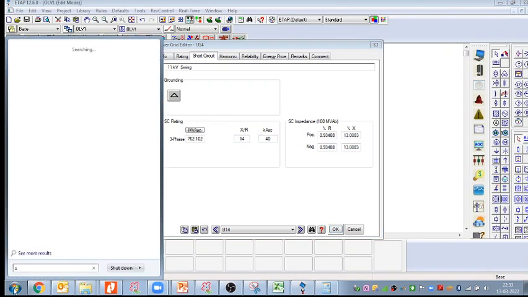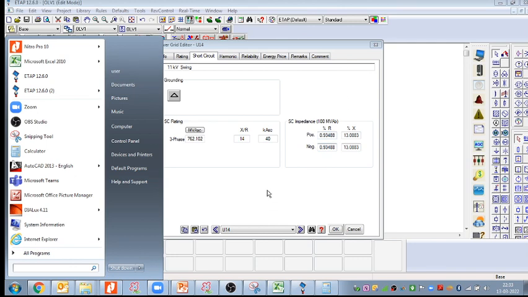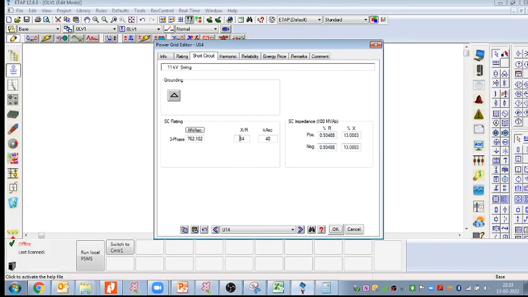X by R, that is a very important calculation. So what should be X by R? In power grid modeling in ETAP, the X by R value I always take as 14. If you ask me why 14, what is the backup of this 14 calculation?